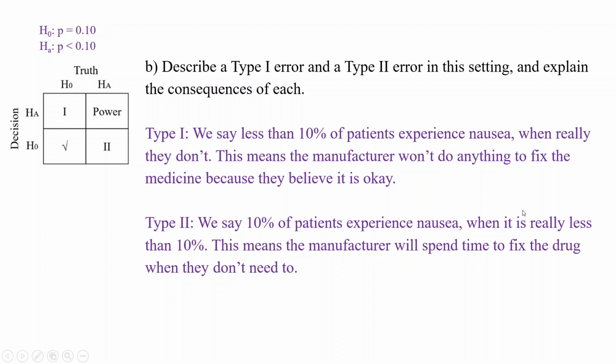Now, which would be the worst error? That's kind of up to the situation, right? Some people would argue that when they don't do anything to fix it, that would be the worst mistake, okay? Those poor pregnant women. And some people would say the worst mistake would be spending money, time, and resources when they don't need to. Okay? All depends on the context.